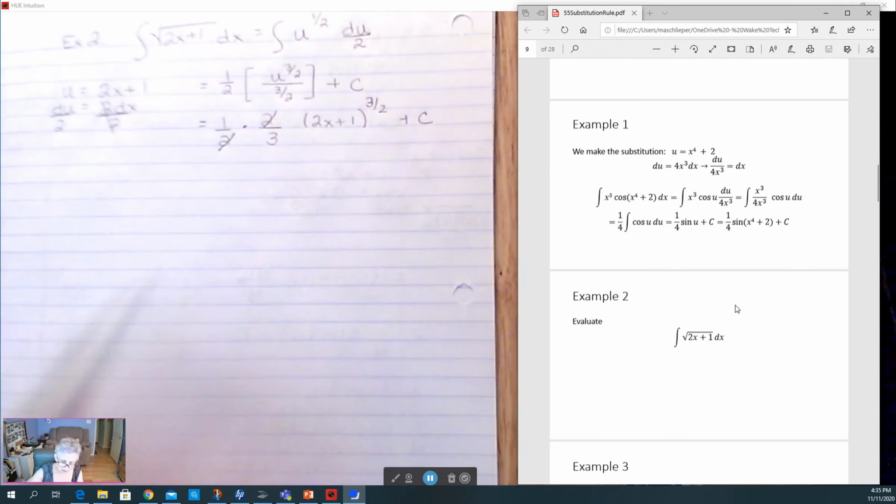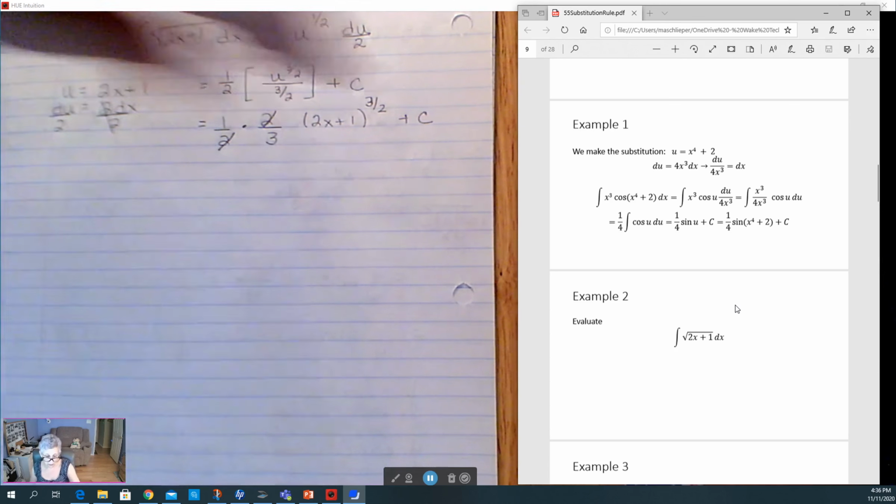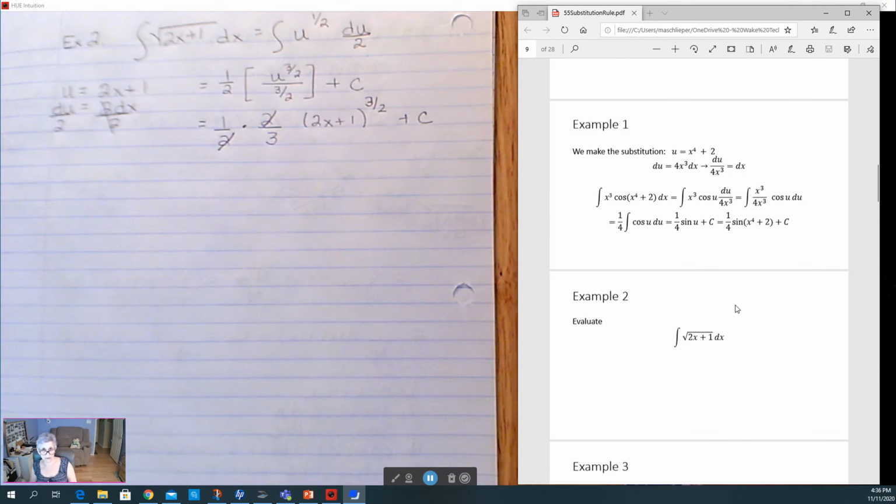You could cancel that with that. Good enough. You could write this on top of 3. Lots of different things you could do to simplify, but there's your answer. And again, if you want to be sure you get them all right, take the derivative, and you'll come out with the square root of 2x plus 1.